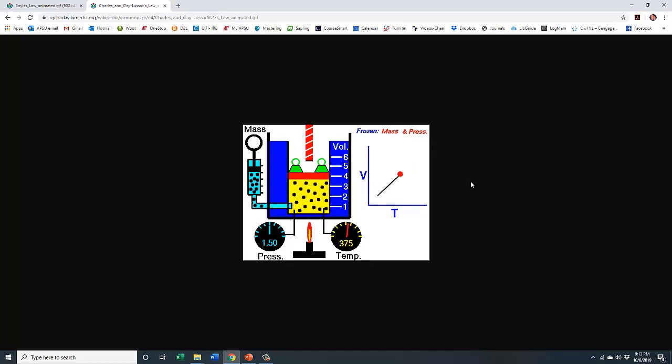And then here's the other rule, so Charles' law. The idea is as you heat up a substance, those molecules start moving more. If you hold that pressure constant, then that means their volume is going to expand. So increase temperature, increase volume.